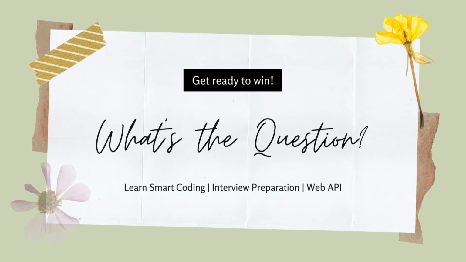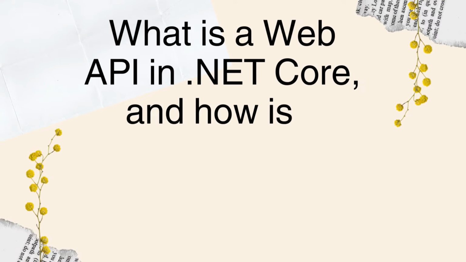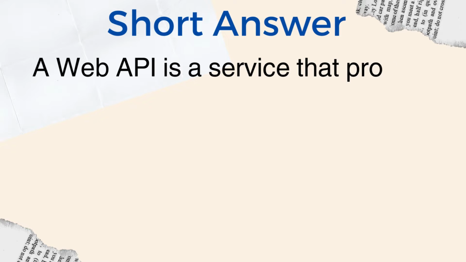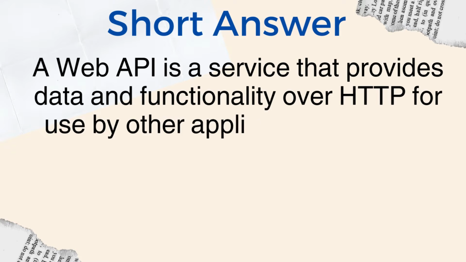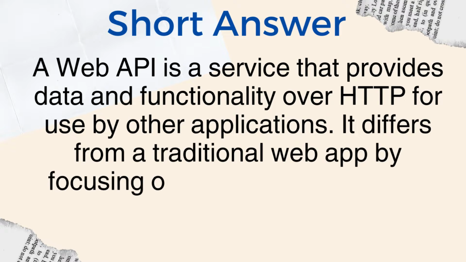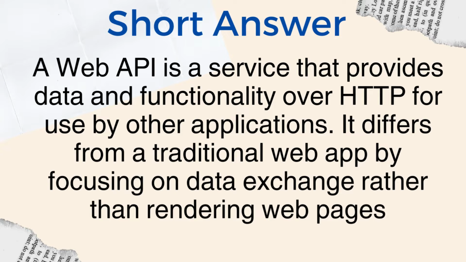So one of the questions that was asked is, what is a web API in .NET Core and how is it different from a traditional web application? The short answer for this: a web API is a service that provides data and functionality over HTTP for use by other applications. It differs from a traditional web app by focusing on data exchange rather than rendering web pages. So let's understand what this is.